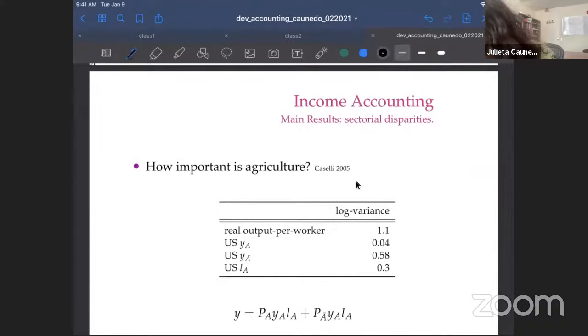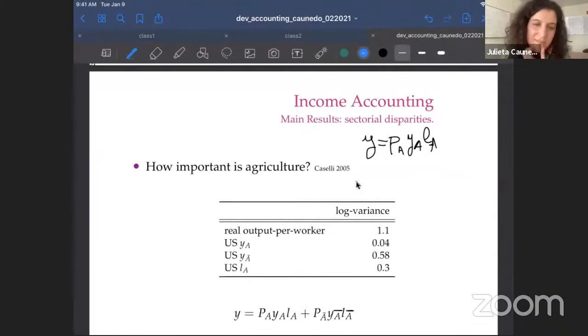Suppose that, let me just rewrite the equation here. So output is the price in agriculture, the output in agriculture, and the labor share in agriculture. Oh, you have it here, sorry. I have it down there. Okay. So what happens if I put the output in agriculture that the US has and I change nothing else? All that I do is I give all the countries the output that the US has. Then the log variance in output per worker pretty much disappears, right?